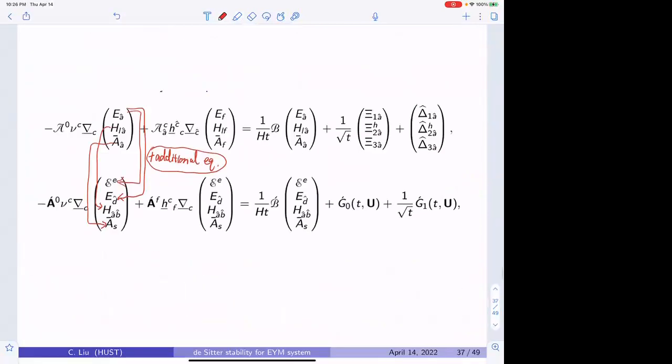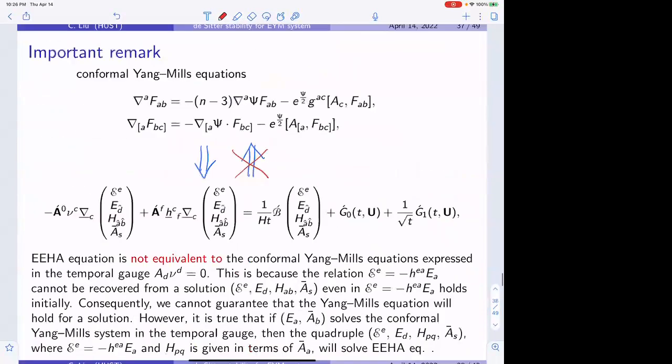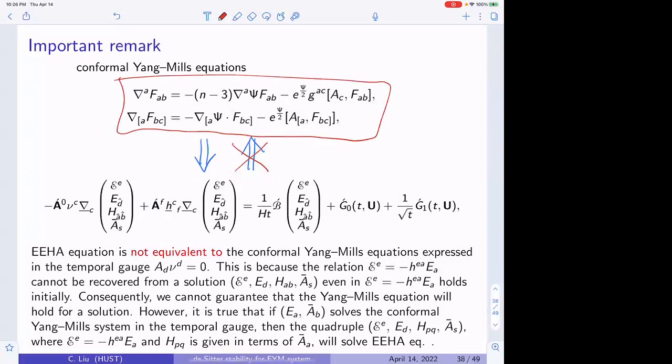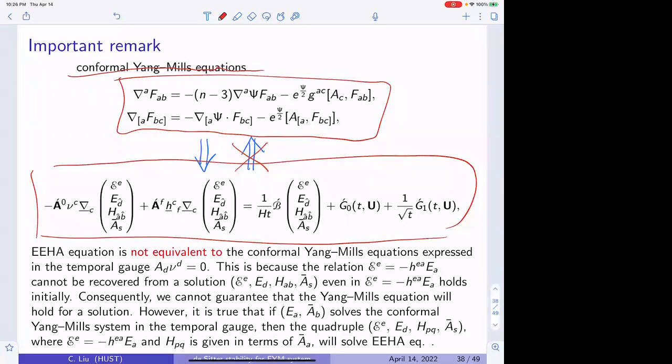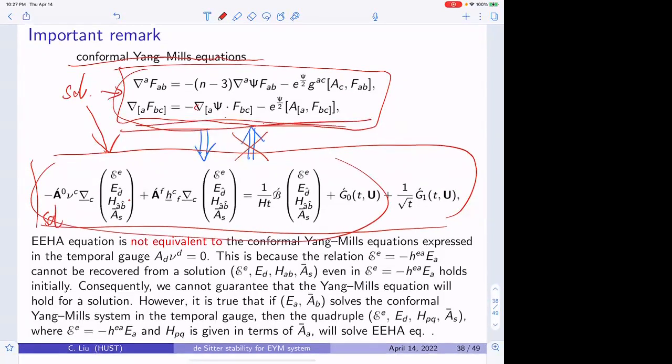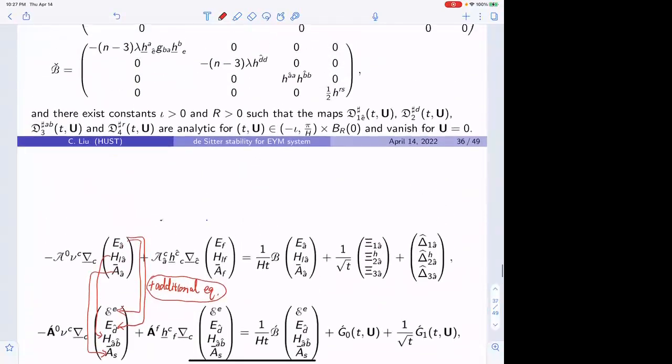let's see it in this way. We first started with the conformal Yang-Mills equation, then we get this symmetric hyperbolic equation. But if you have a solution to this equation, then this solution should solve this one. It's clear because you get this equation from this one. So this solution should solve this one. But this solution may not solve this one. If you have a solution to this function system, then this solution may not solve this one. This is because you introduce a new variable.